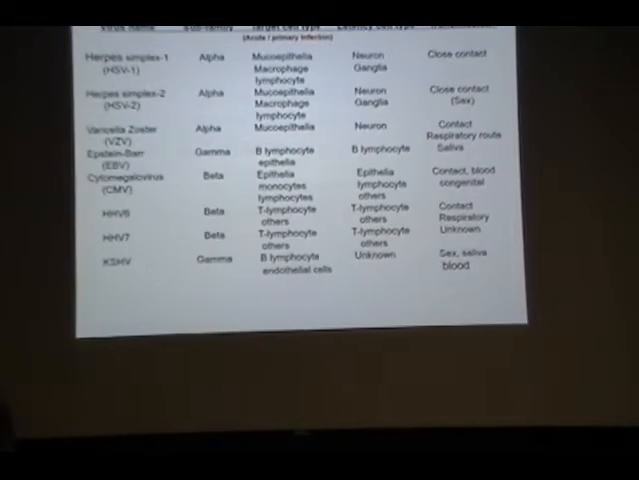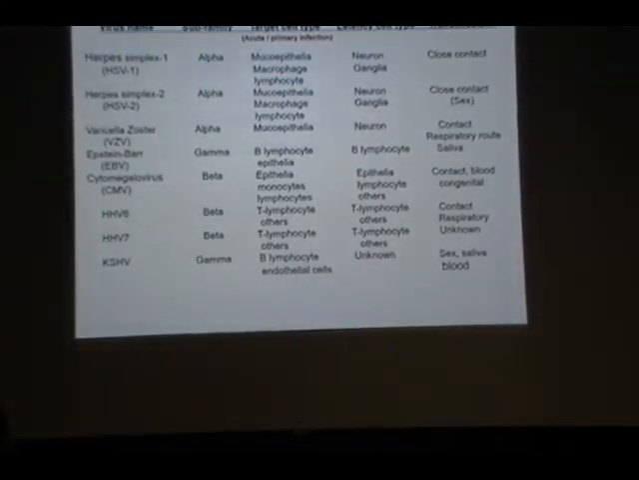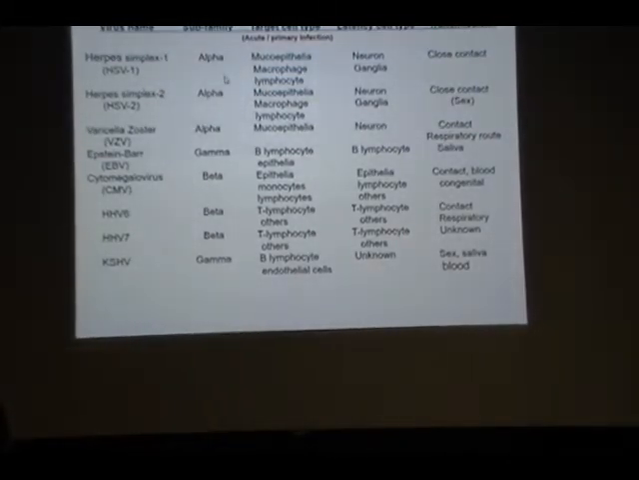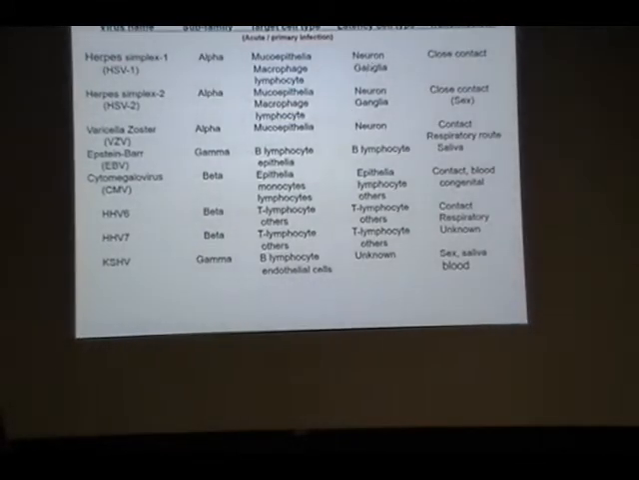So this table I already showed you before. Again, it tells you what happens for each type of herpes virus during the acute infection, that is, what type of cell they attack. For example, herpes simplex 1 or 2 attack the mucosa during acute infection. Later on, they will travel to your brain to infect the neurons, where they establish latency.